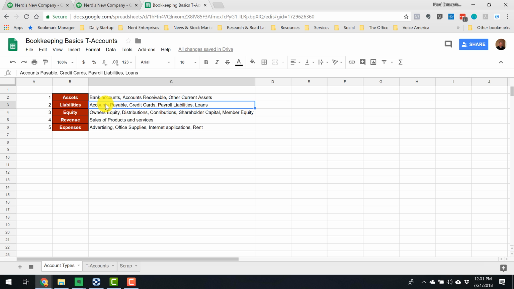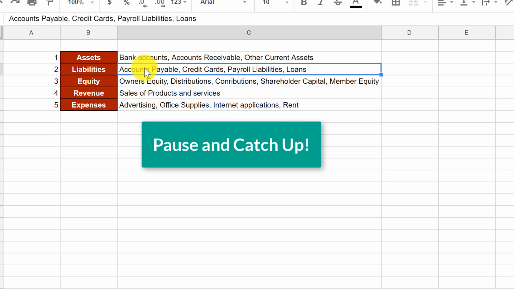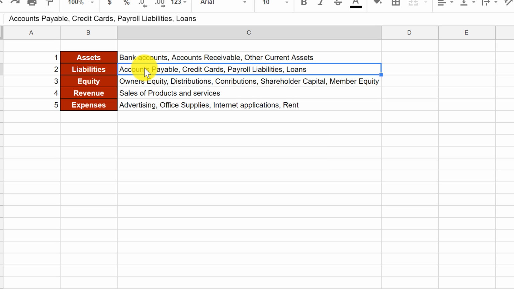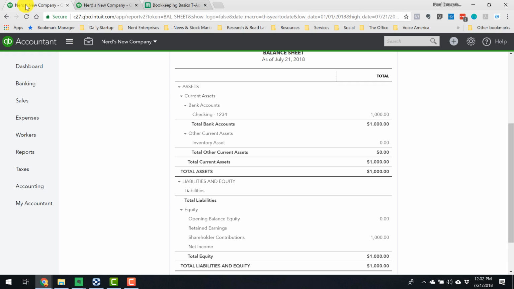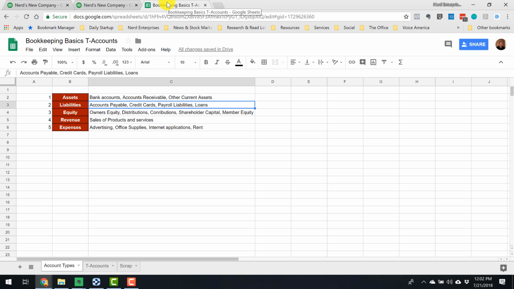Okay, and if you're watching at home, just pause the video right now, get caught up, get this template downloaded, open up your own sample QuickBooks company, and try this. Make sure that you can get at least as far as I've gotten, which means you have a balance sheet that shows $1,000 in a bank account and $1,000 in shareholder contributions. Nothing more, nothing less. This is a perfect opportunity to pause the video and get caught up.